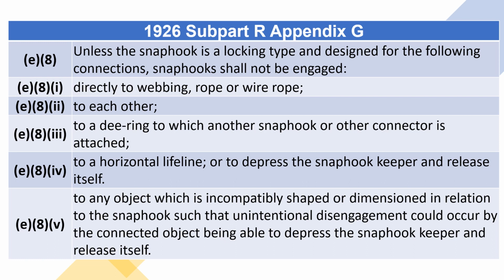E.8. Unless the snap hook is a locking type and designed for the following connections, snap hooks shall not be engaged: E.8.i through E.8.v, directly to webbing, rope or wire rope; to each other; to a D-ring to which another snap hook or other connector is attached; to a horizontal lifeline; or to any object which is incompatibly shaped or dimensioned in relation to the snap hook such that unintentional disengagement could occur by the connected object being able to depress the snap hook keeper and release itself.